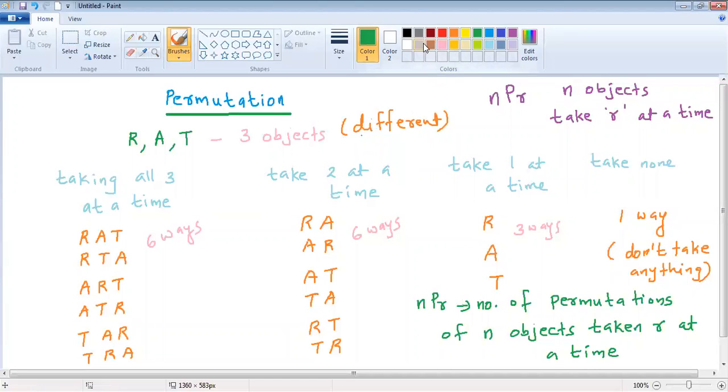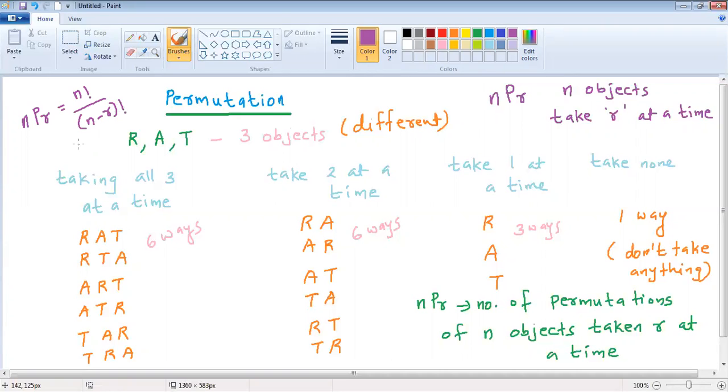So there is a formula for nPr. nPr is equal to, I will write it on the top right corner, nPr, that formula is n factorial divided by n minus r factorial. N factorial divided by n minus r factorial. That's the formula to find nPr.